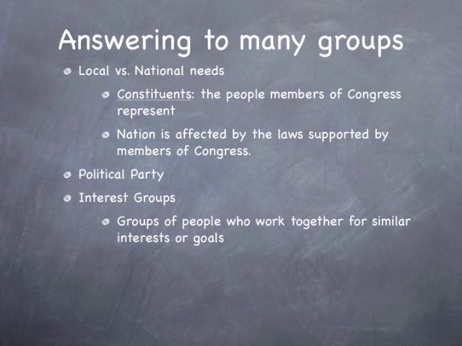Interest groups. These are groups of people who work together for similar interests or goals. What they do is they provide money to the congressman or woman to help them get reelected. Hey, you're our kind of person. Let's give you a little money to make sure that you have some advertising dollars to try to get reelected. And they also supply votes. Hey, you're our kind of person. Let me go around and try to rally up as many of my friends to vote for you too.